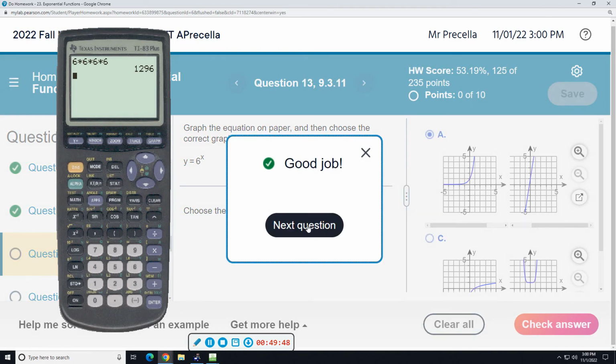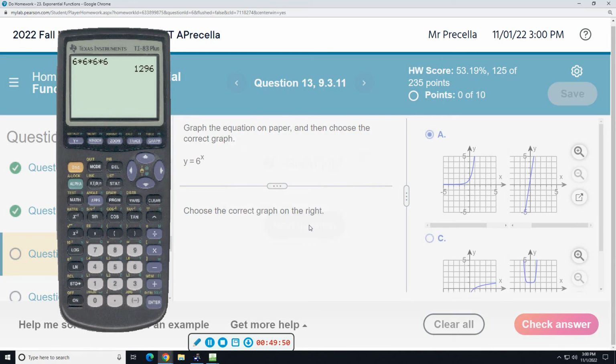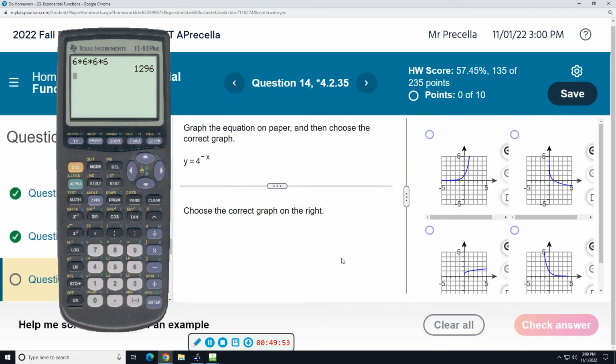Then the next one is another one where you choose the graph. Y equals 4 to the negative x. This is number 14. Y equals 4 to the negative x power. I'm going to write it down. Well, first of all, are there some we can knock out and think that they're not going to be it?